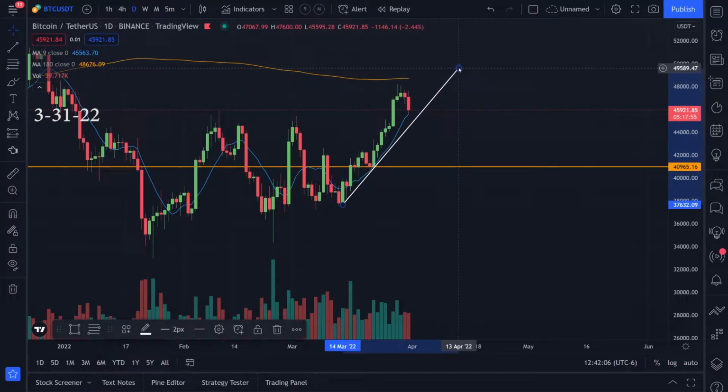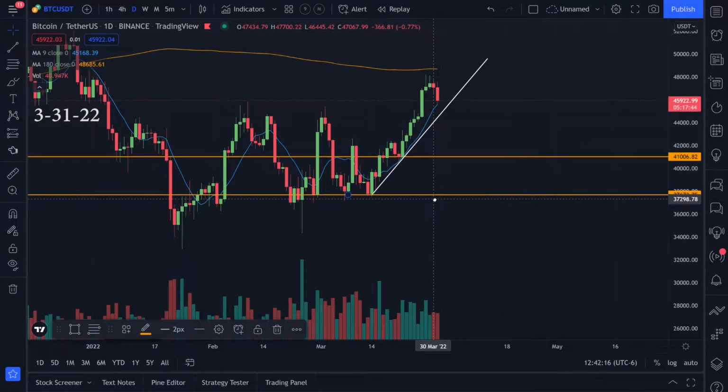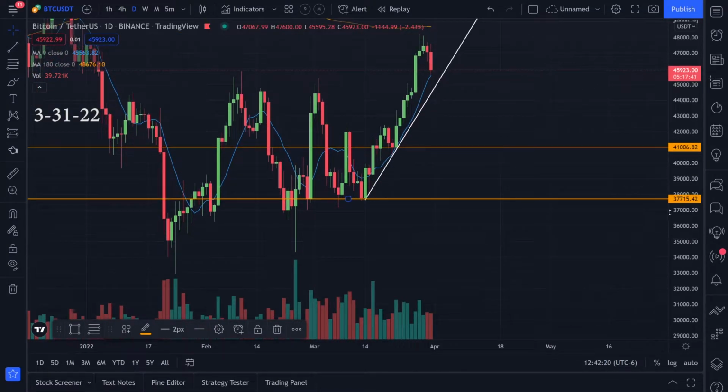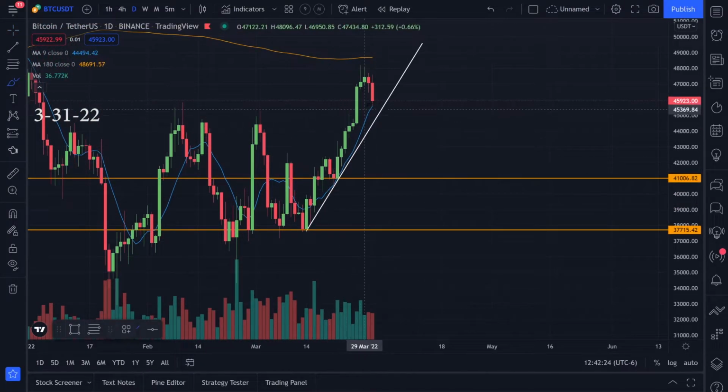This one right here. Let's go ahead and put a horizontal line at this first one, and then we'll copy and paste and put one right here. These levels are sitting at 41,000 and 37.7 thousand. Like I said, we haven't broke this uptrend going to the downside yet, but if we do, these are the spots that I'll be looking at.